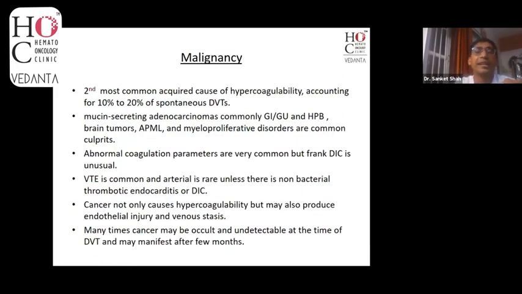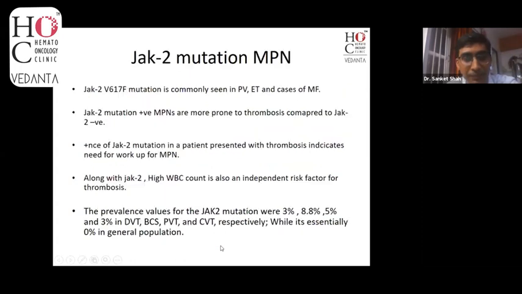The second acquired cause: malignancy. It is the second most common cause, around 10 to 20% of spontaneous DVT. Mucin-secreting adenocarcinomas, particularly GI, GU, and hepatobiliary carcinomas, brain tumors, APMLs, and myeloproliferative disorders are common culprits. Abnormal coagulation parameters are common, but frank DIC is usually uncommon. VT is common, arterial are less common. Many times cancer may be occult and undetectable at the time of DVT and may manifest after a few months.